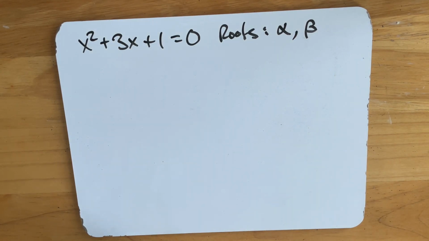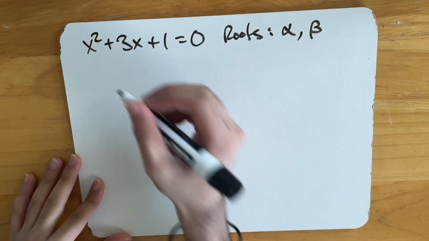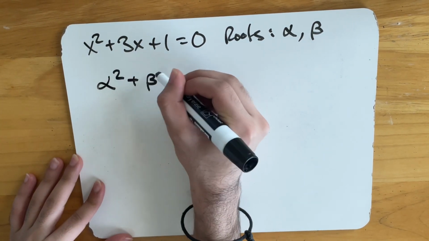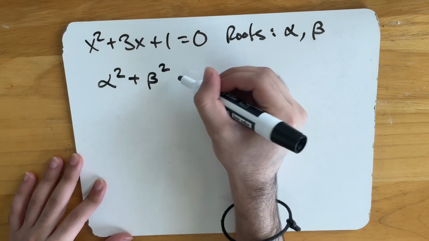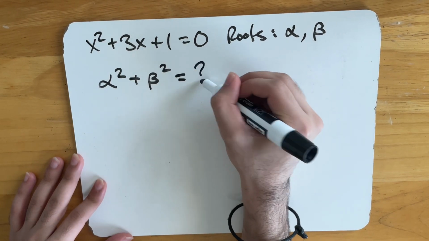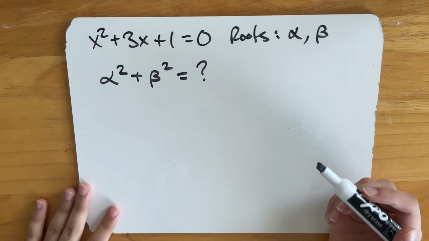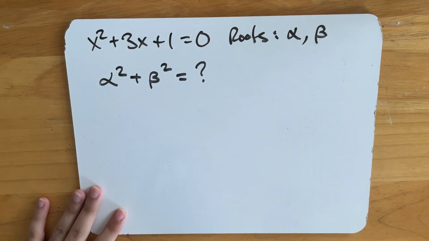My question to you is, what is the value of alpha squared plus beta squared? Alpha squared plus beta squared equals question mark. What is its value? This question can easily be solved by knowing the formula for the product and sum of roots. So I'm just going to remind you of that.